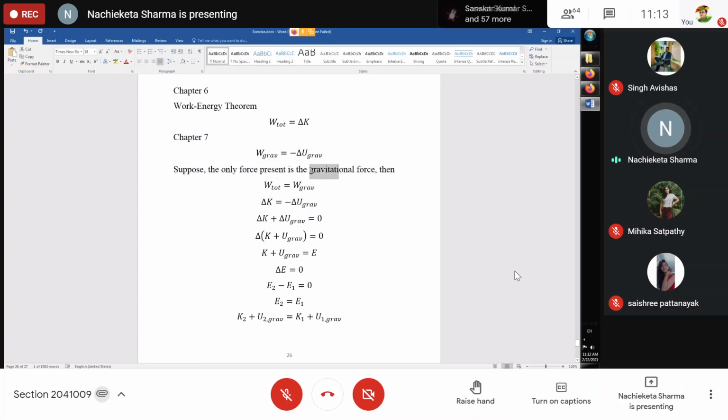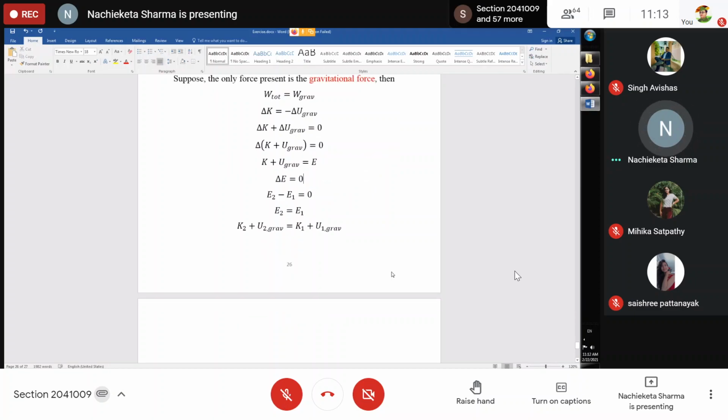because we have found out this conclusion, assuming that the only force present is the gravitational force. So when gravitational force is present, then you can conclude that the sum of final kinetic energy plus final gravitational potential energy must be equal to the sum of initial kinetic energy plus initial gravitational potential energy. That means the total mechanical energy of a system where only gravitational force is acting remains constant.